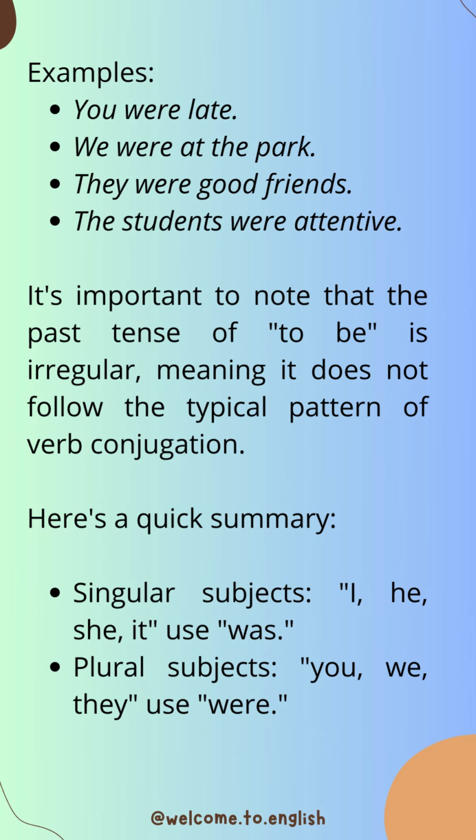It's important to note that the past tense of to be is irregular, meaning it does not follow the typical pattern of verb conjugation. Here's a quick summary. Singular subjects, I, he, she, it use was. Plural subjects, you, we, they use were.